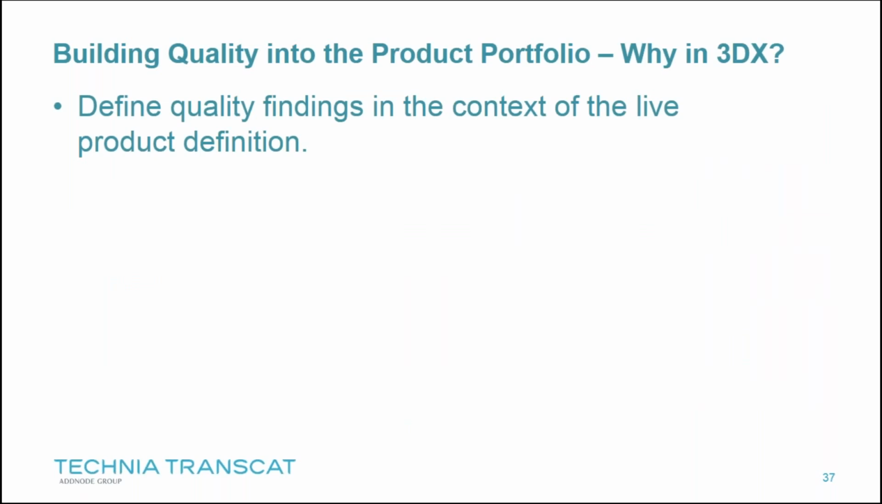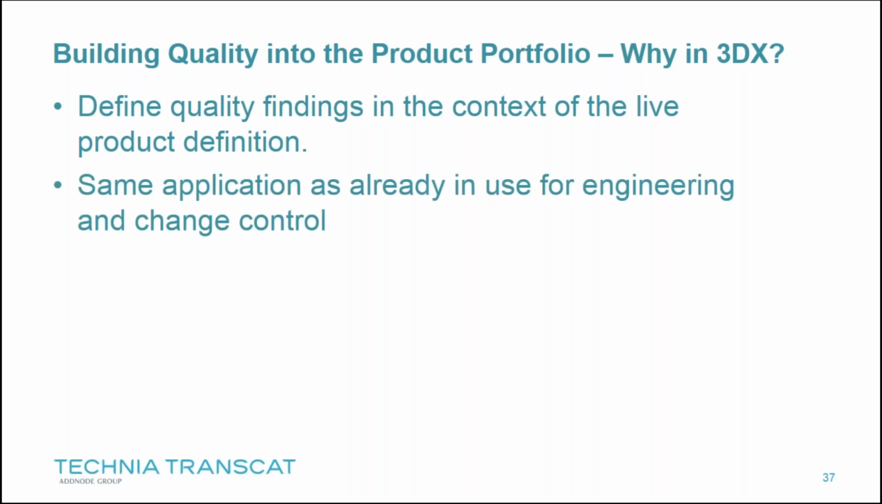So why do we do this, and why would we want to do it as part of the 3D Experience platform? It's of course to define the quality findings directly in the context of the live product definition. It is really built on what's known on the product, on the parts right now. The effectivity relies on the engineering change process for that effectivity. So it's all live data, and the trending decisions are made based on product information.